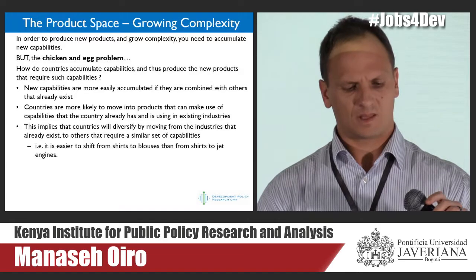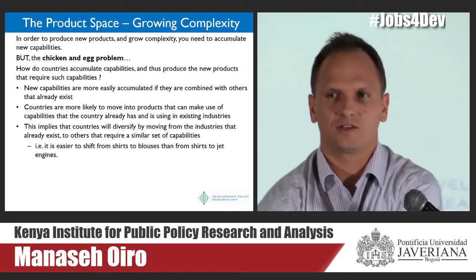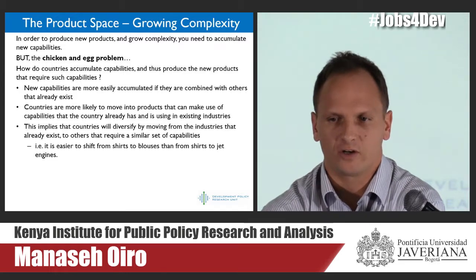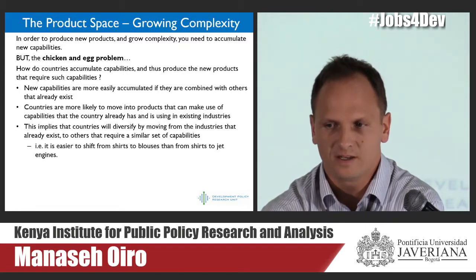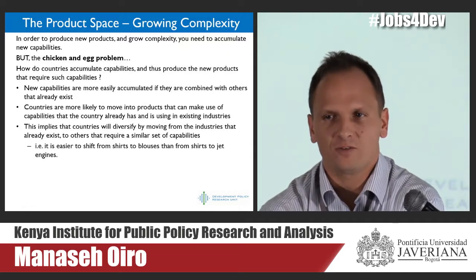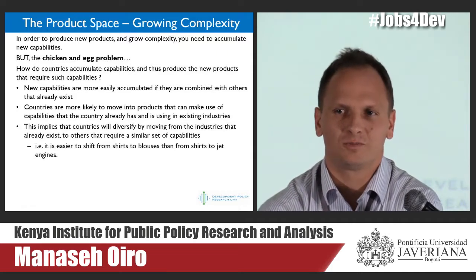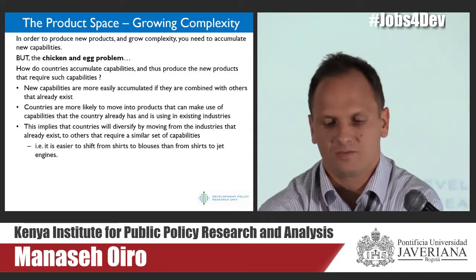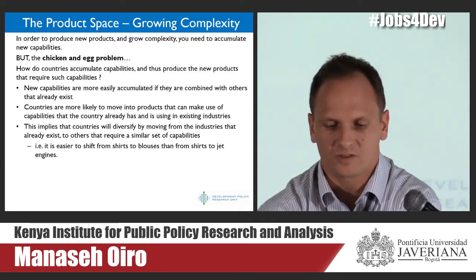So with the chicken and egg issue, basically, if you want to produce a new product, you've got to accumulate those capabilities that enable you to produce that product. But if there's no demand for that product, there's no need or incentive to accumulate the capabilities. So you just have this situation: what must come first?